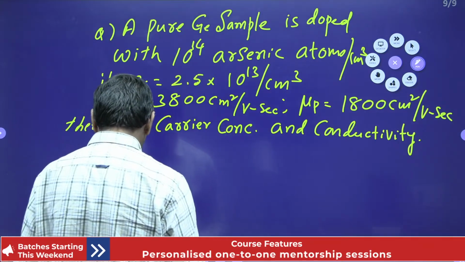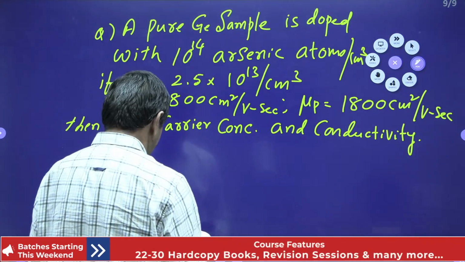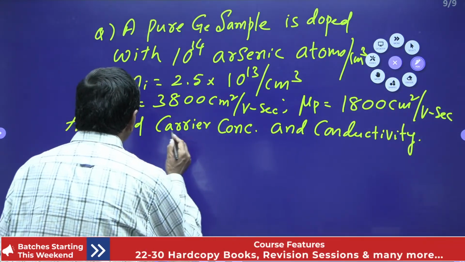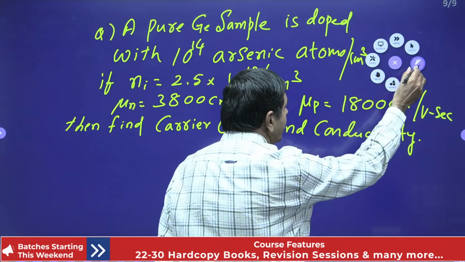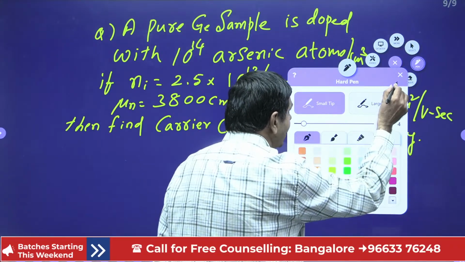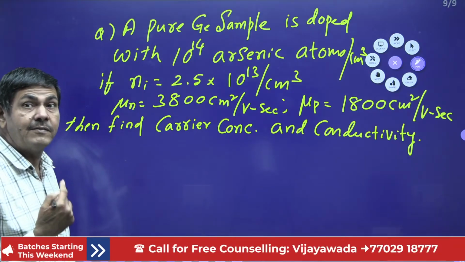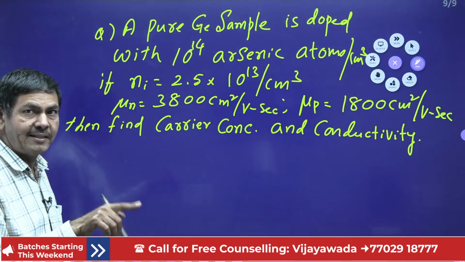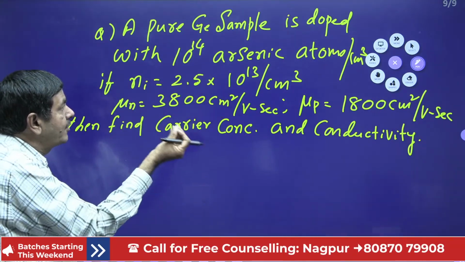But in this problem, what is given here? First, I will give the data so you can understand clearly. I will take the solution, please watch. Here I cannot directly take Nn equal to Nd. Only if it is very large compared to Ni can I take that. Since Nd is 10 power 14, 10 power 13 is very close.